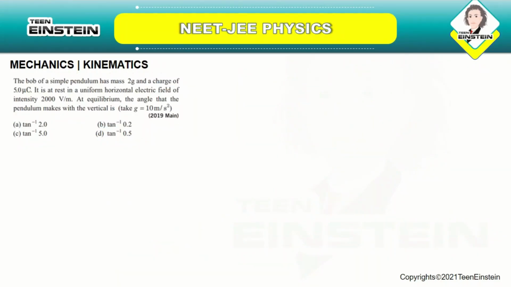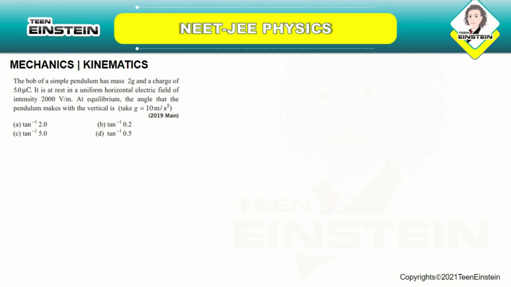The bob of a simple pendulum has mass 2 grams and a charge of 5 microcoulomb. It is at rest in a uniform horizontal electric field of intensity 2000 volt per meter. At equilibrium, the angle that the pendulum makes with the vertical is.